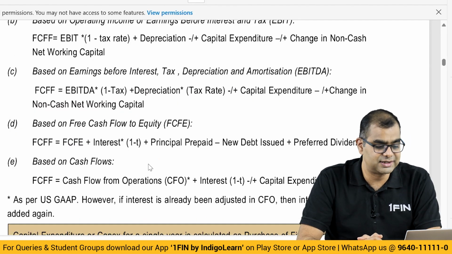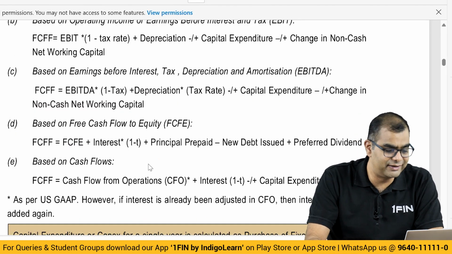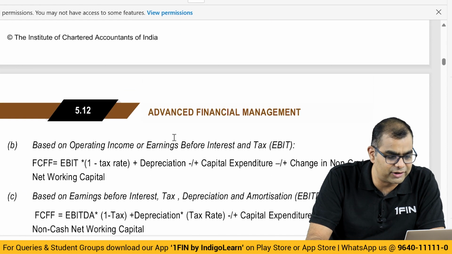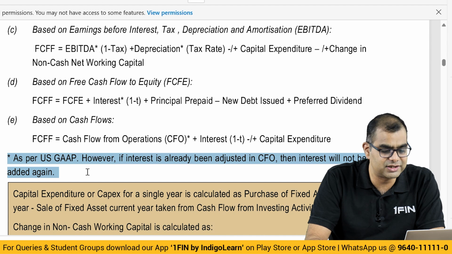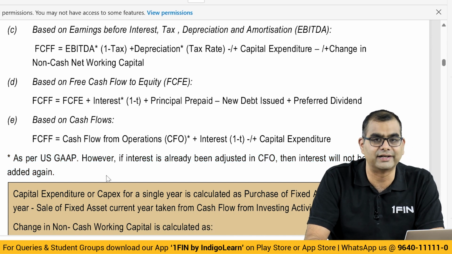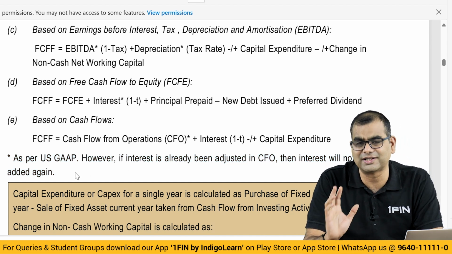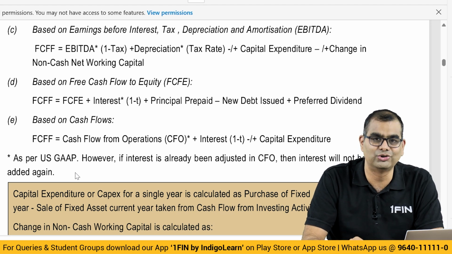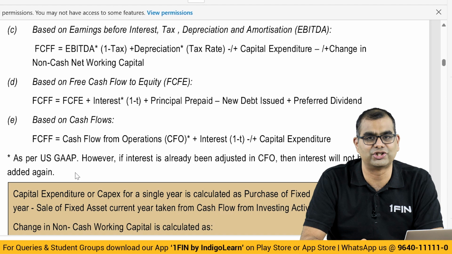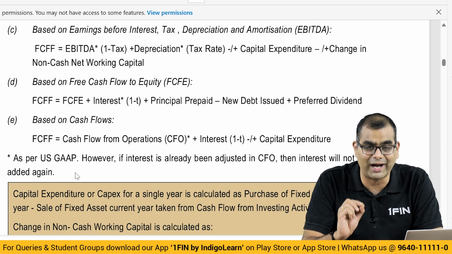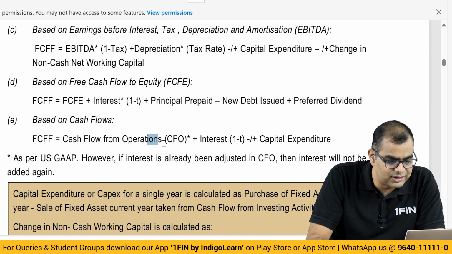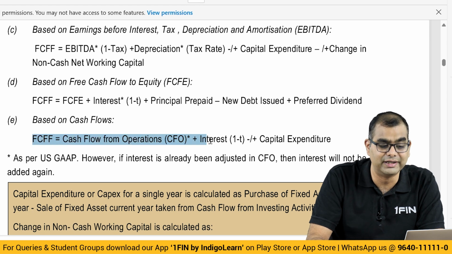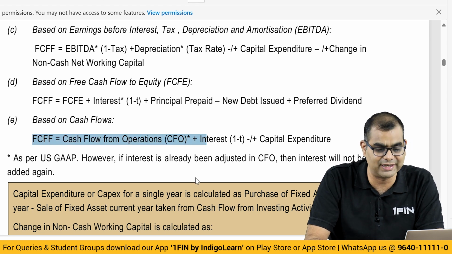Okay. So friends, this is in security evaluation where they have added a small line here, star. This is page number 5.12. As per US GAAP, if interest has already been adjusted in CFO, then interest will not be added again. What does this mean? They have added this one small line somewhere. What is the correction, how, what, where, you may or may not understand. So I'll show you the actual email that I had sent to the institute. This is pertinent to the last point, based on cash flows, CFO. This is where they had to make an adjustment. What is the adjustment? Let us discuss.